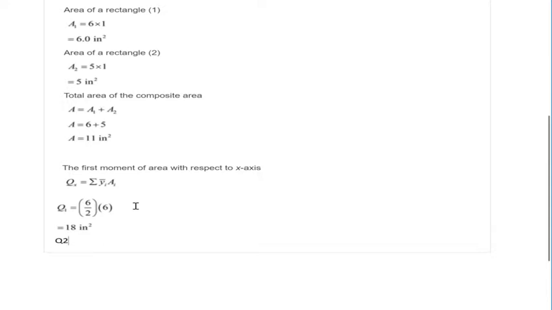And Q2 would be equal to 3 times 0.5 times 5, which should be equal to 2.5. Perfect. All right. Inches squared.